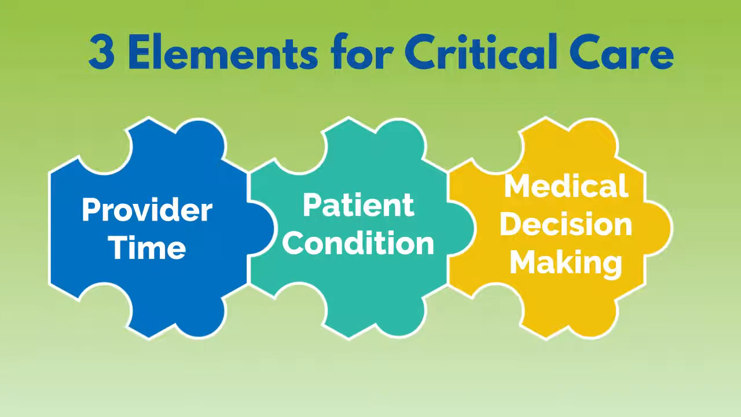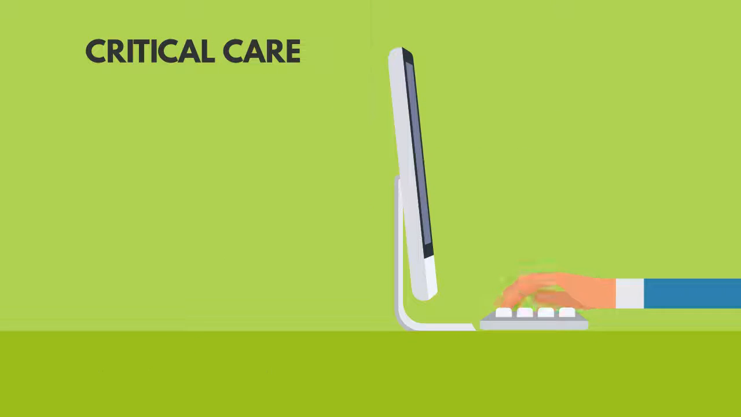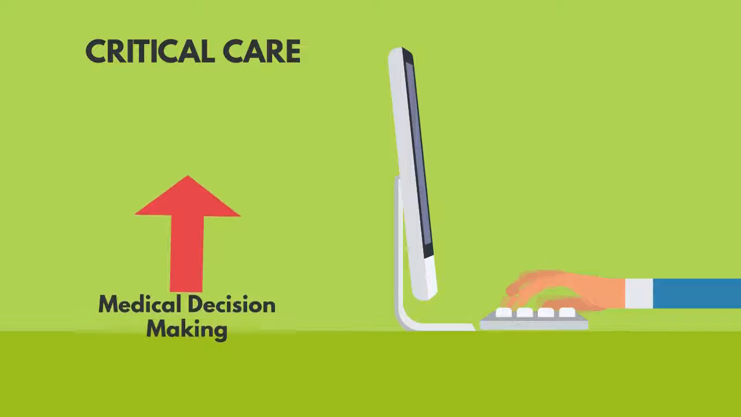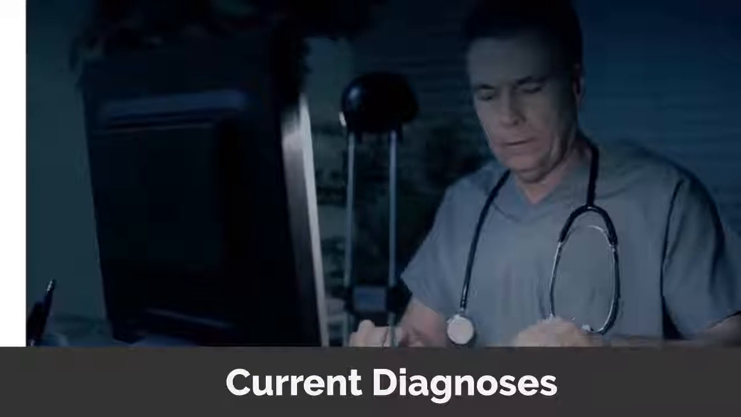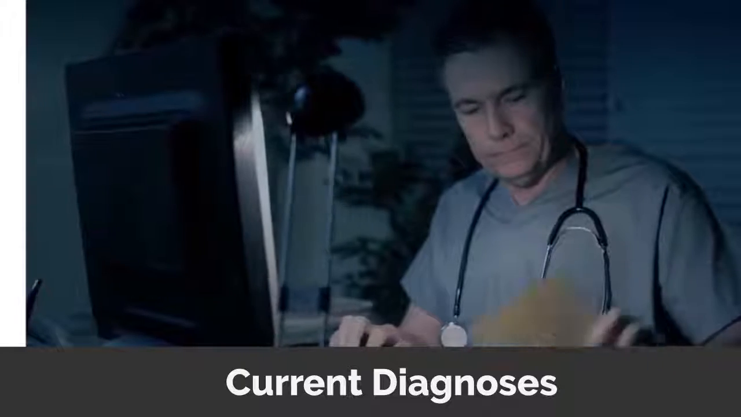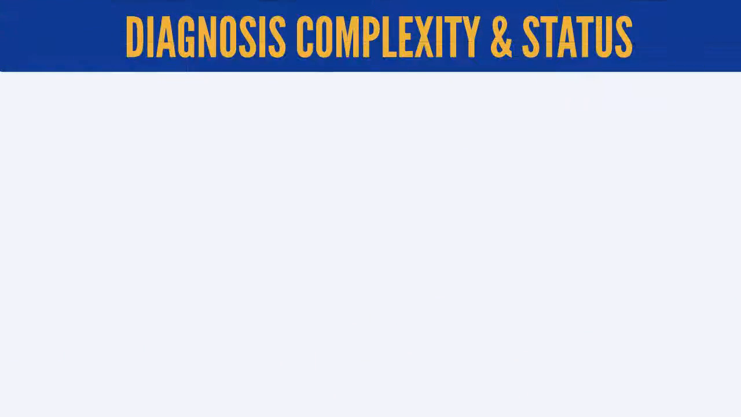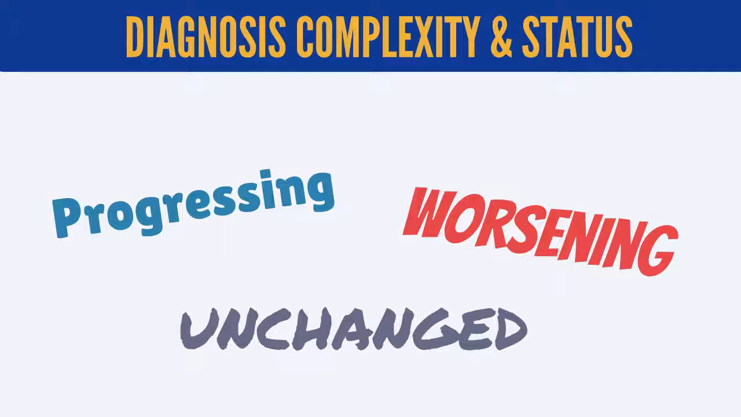The final element is medical decision-making. In order to report critical care, your documentation must reflect a high level of medical decision-making. Document the status of all current diagnoses that you are treating or that impact your medical decision-making. Indicate each diagnosis and if it is progressing, worsening or unchanged.